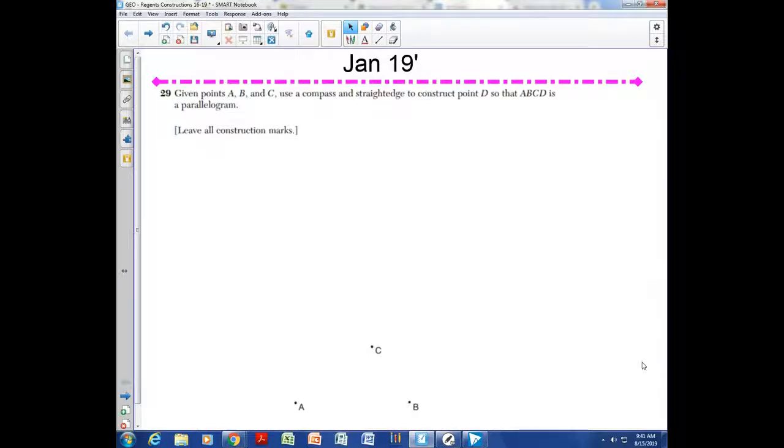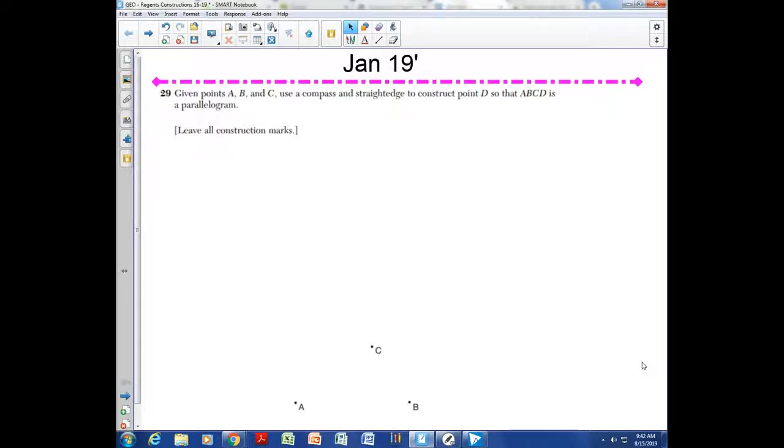January 2019, number 29. Given points A, B, and C, use a compass and straight edge to construct point D so that ABCD is a parallelogram. Leave all construction marks. That's always the instruction for constructions. You need to leave all marks, never erase anything that you do. Okay, the key to this construction was this.